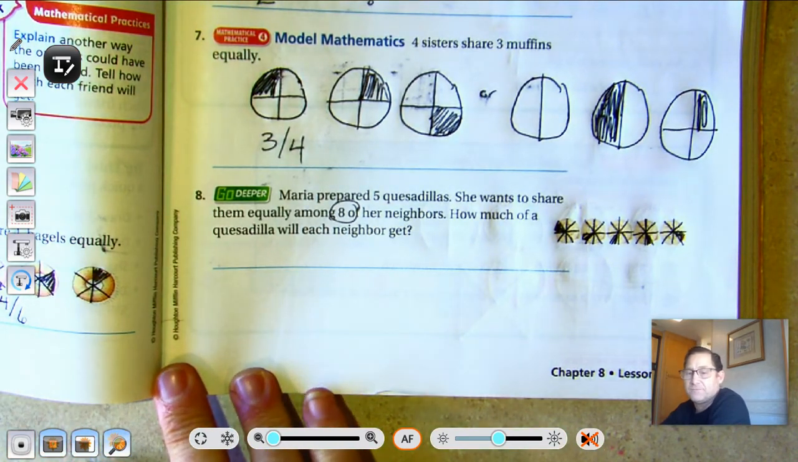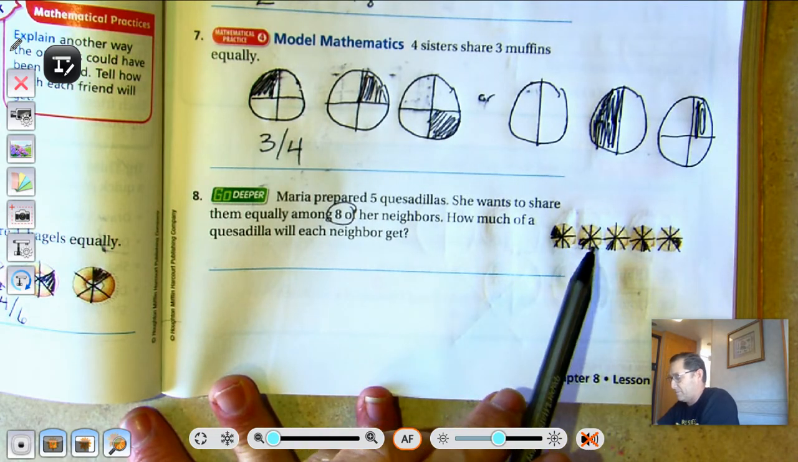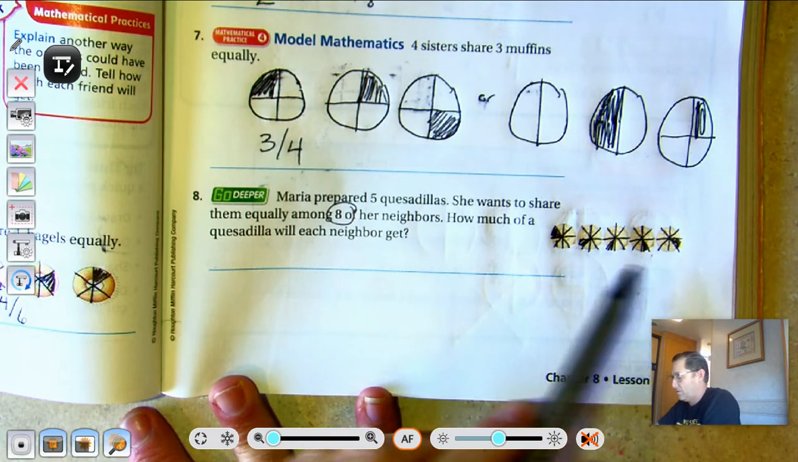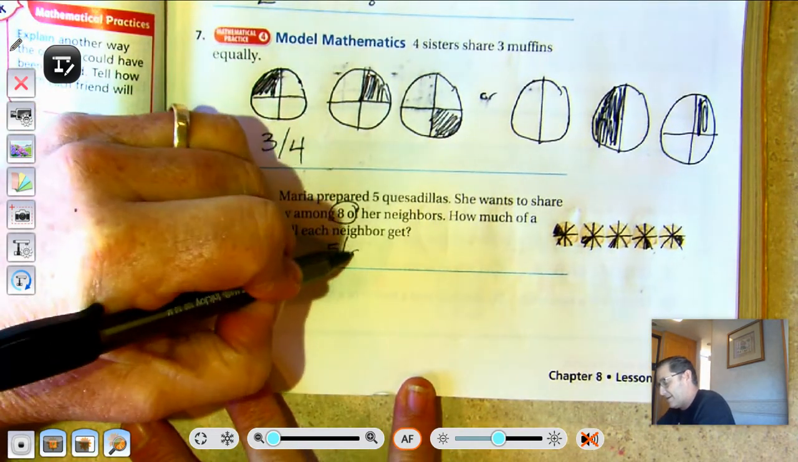So how many parts did the neighbors get? 1/8 plus 1/8 plus 1/8 plus 1/8 plus 1/8. 1, 2, 3, 4, 5. 5/8.